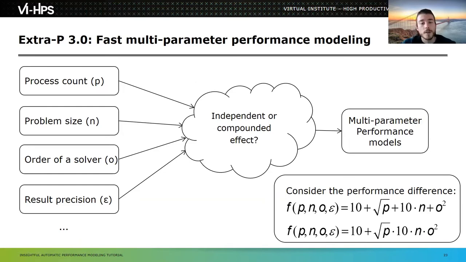Of course, we can also model multiple parameters with Extra-P. So far, I was just talking about process count. We called it P here, but the variable names actually don't matter for Extra-P. You can call your variables whatever you want. And other variables that we usually analyze with Extra-P are, for example, the problem size, the order of a solver, or we have a result precision, for example.